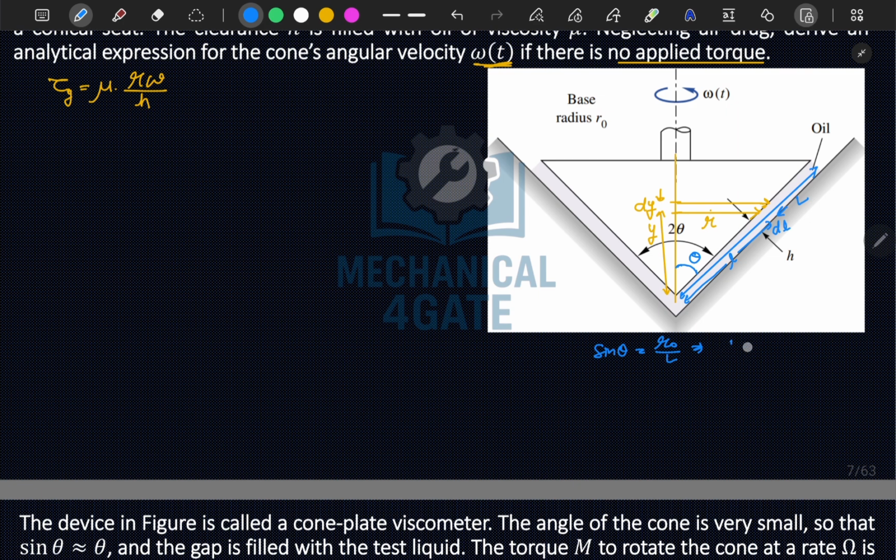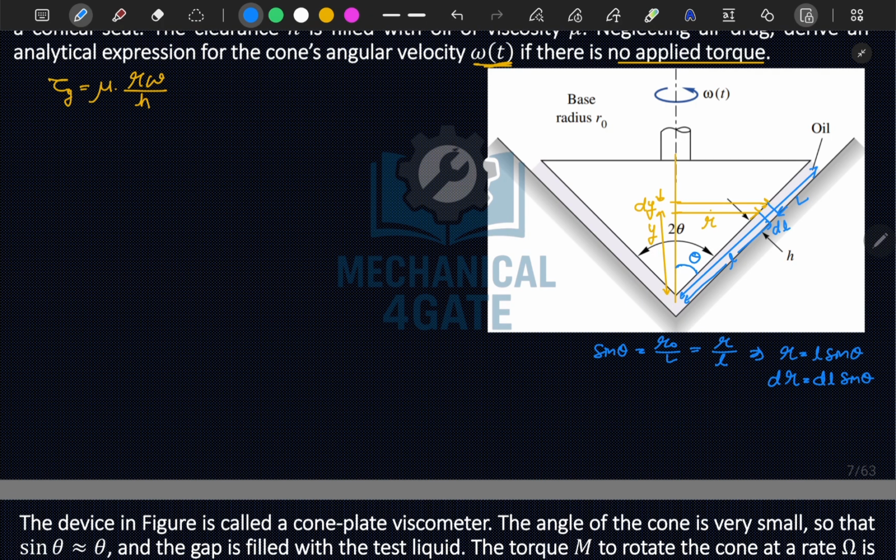This should be your small l. Now what can I write? From here I can write that r is equal to l sin theta. So we can also write that dr is equal to dl sin theta, and this distance here is your dl.